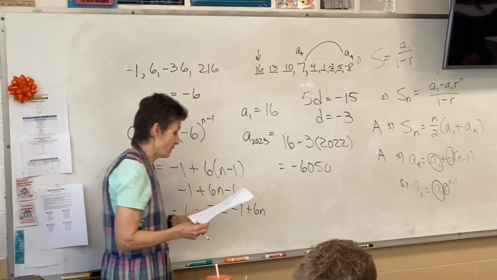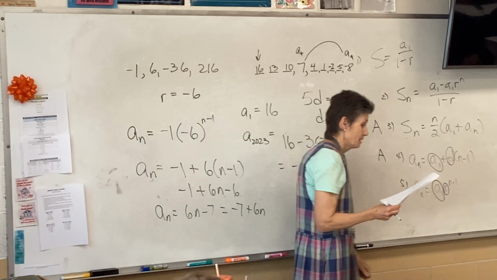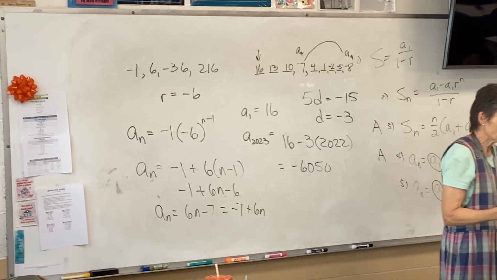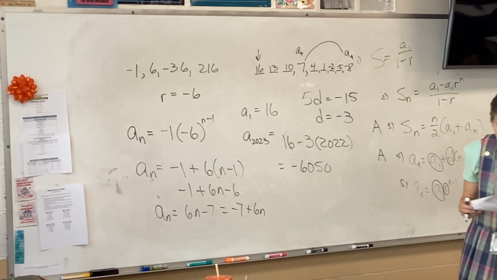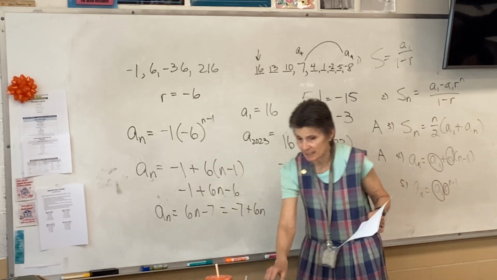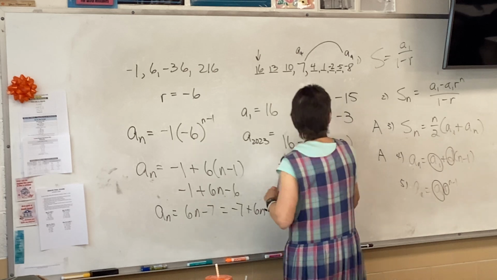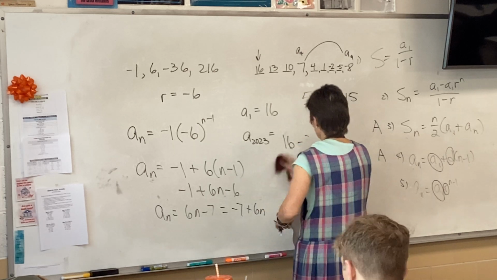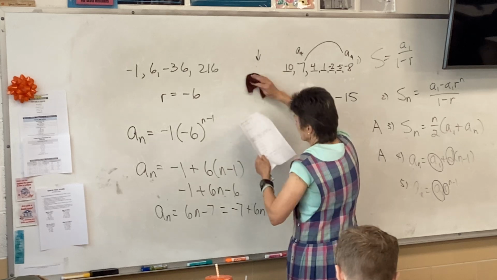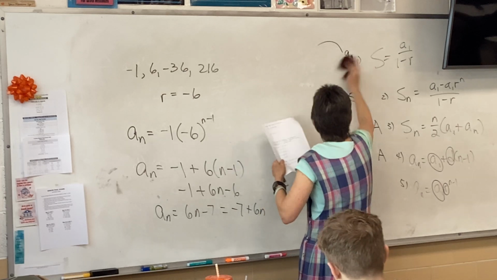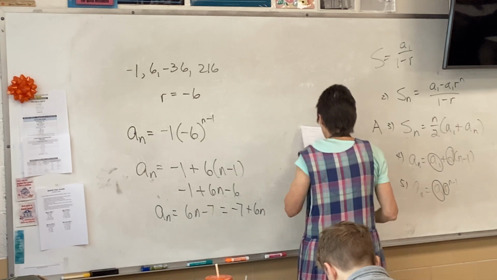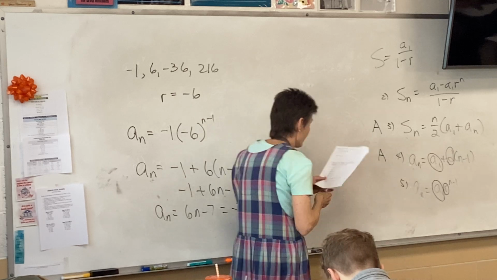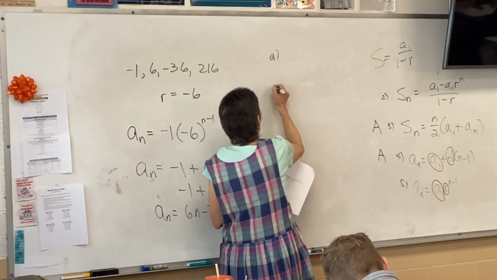All right, here we go. Number 5. Take a minute, you and your partner, and see if you can do these, identifying them and finding the common difference or ratio. Come on, you should be working with your partner now, talking about problem 5.